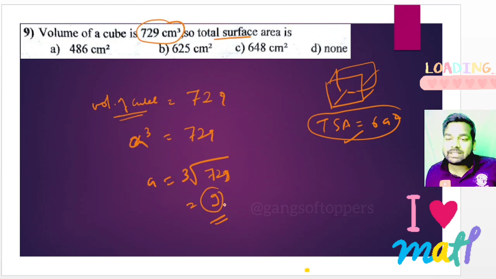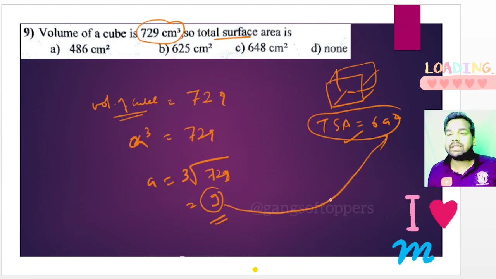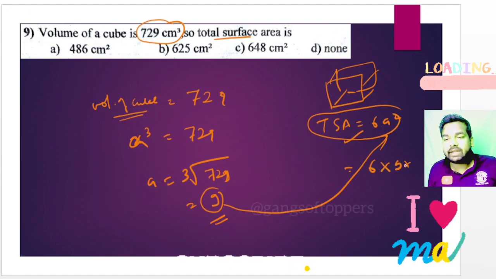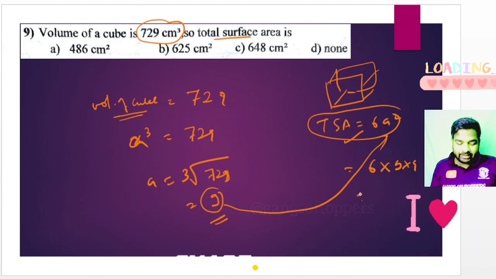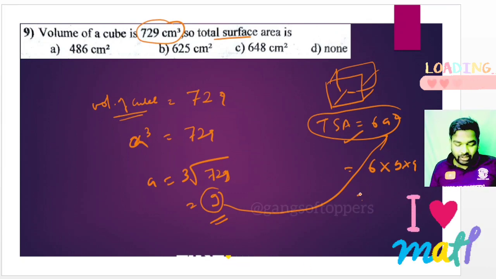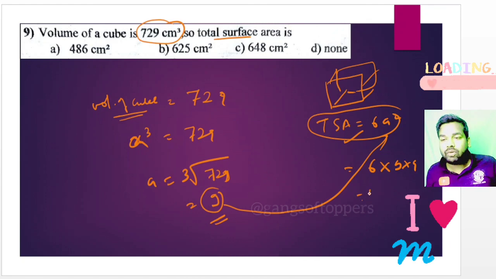Now put this a in the equation. The total surface area is 6 into 9 into 9. Multiply 9 into 9 into 6, and you get 486. So the answer will be 486.